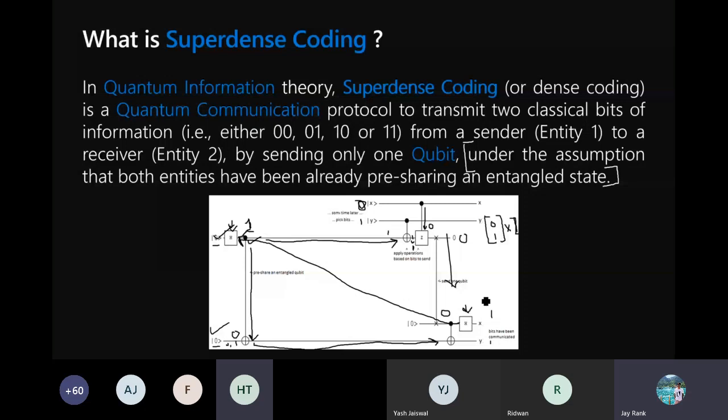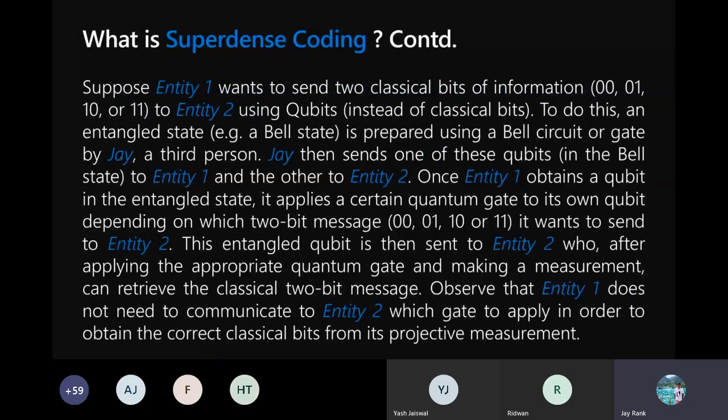Okay. So just a brief example. Let's say entity 1 wants to send two classical bits of information, which is either 00, 01, 10 or 11, to entity 2 using qubits instead of classical bits. To do this, an entangled state, that is a Bell state, is used.